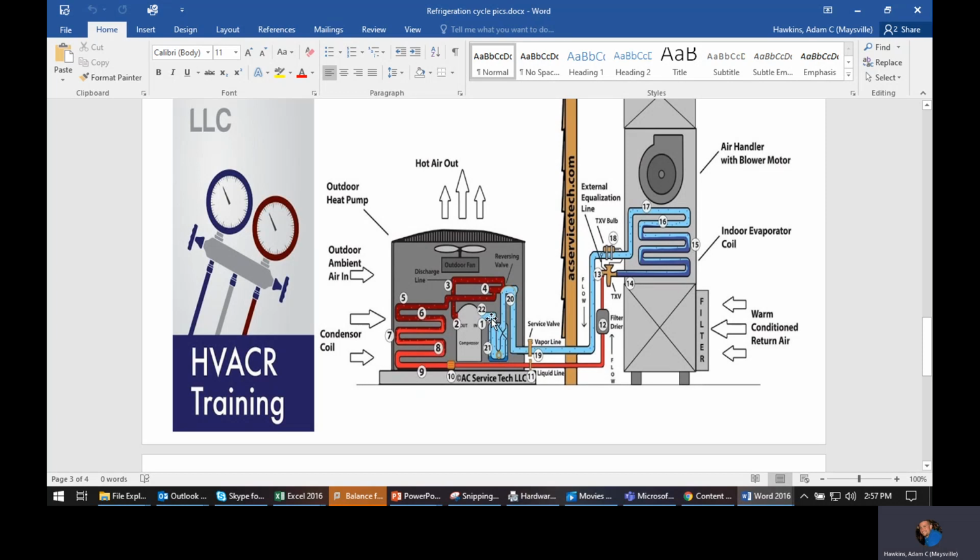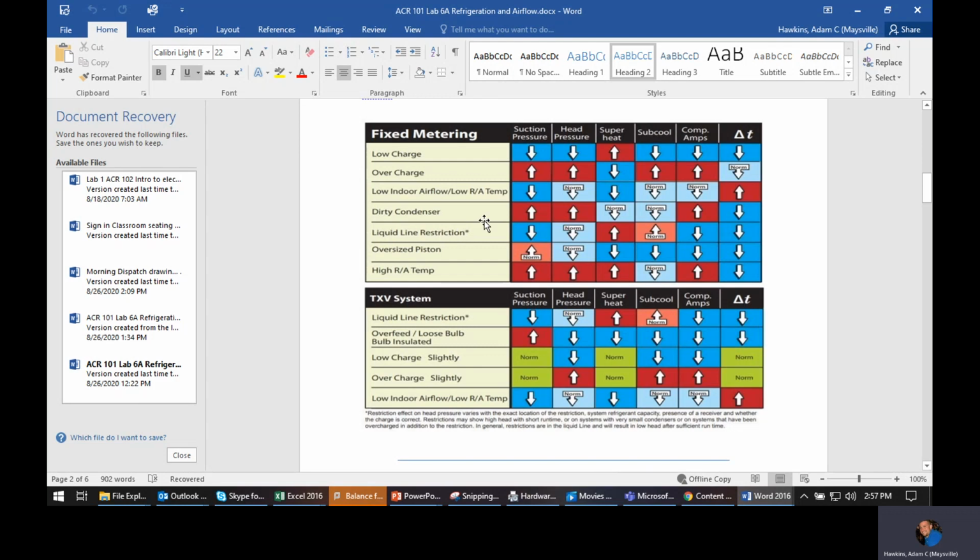Outside unit is affected by charge as well. So according to your chart, with low charge, your subcooling will be low, once again, because you don't have enough refrigerant, and your head pressure will be low because you don't have enough refrigerant. Your amperage will be low on your compressor because it actually doesn't have to work as hard because it's not pulling as much refrigerant through it. And your delta will be low. Why will your delta be low?